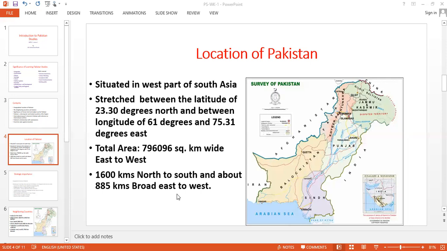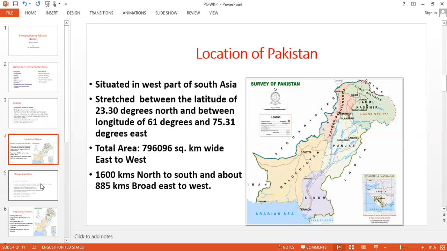Students, when you have to learn the map, there are directions given on the map which show the east and west, north and south. Clear? So this is the south. Arabian Sea is situated in the south, whereas Afghanistan is situated in the north, and Indian territories and the Chinese border are in the east, whereas Iran is situated in the west.